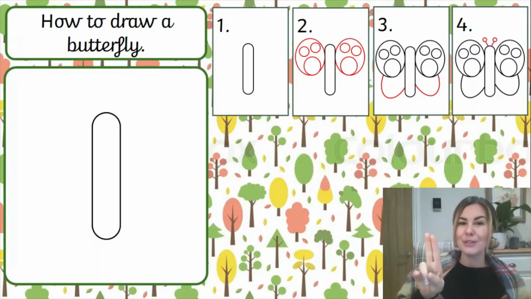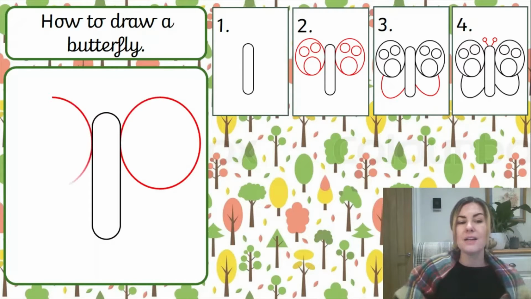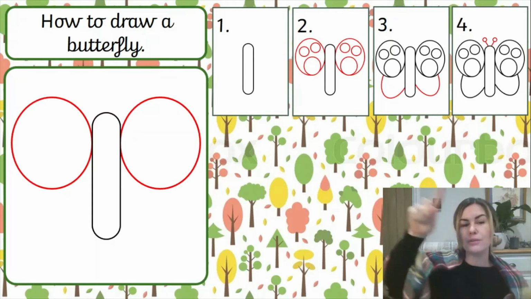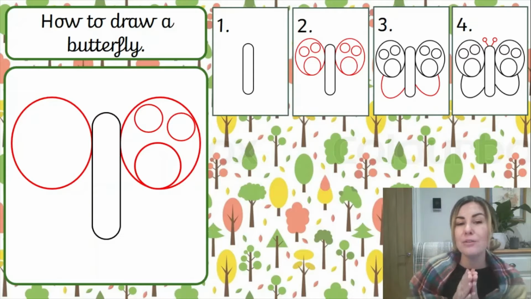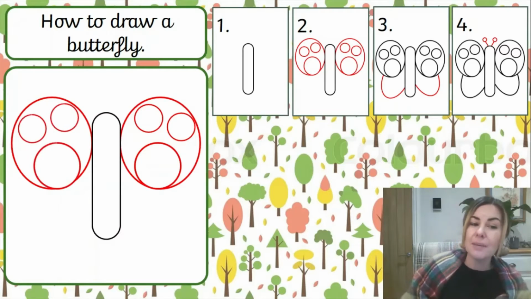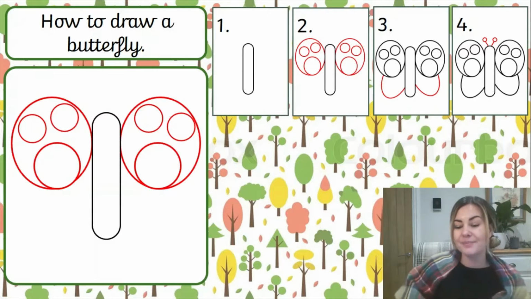Okay, step 2, we're going to make the butterfly's wings. Now, the easiest way to do this is to draw 2 big circles on either side of your long shape, and if you do those at the top, then inside you can start drawing a pattern. Now remember, butterflies are symmetrical. That means they have the same pattern on one side as on the other. So I'm going to draw a pattern in one side and draw the same pattern in the other side.